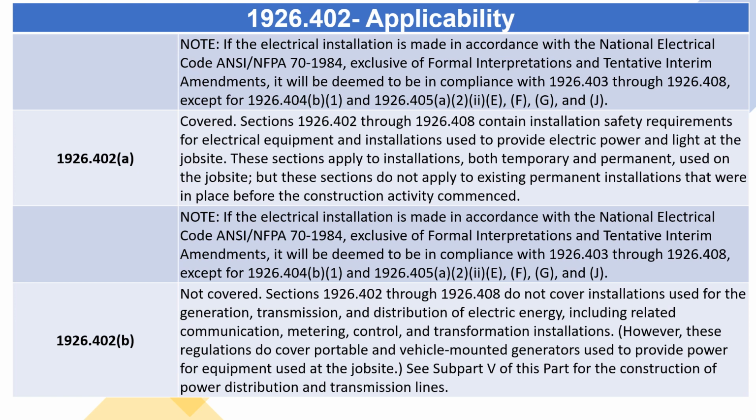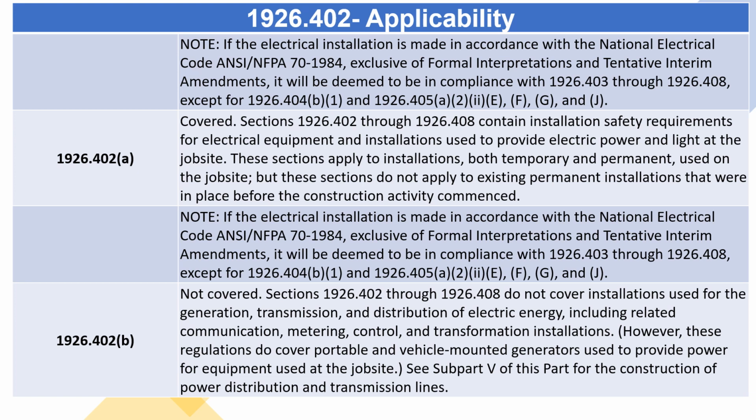Note, if the electrical installation is made in accordance with the National Electrical Code ANSI/NFPA 70-1984, exclusive of formal interpretations and tentative interim amendments, it will be deemed to be in compliance with 1926.403 through 1926.408, except for 1926.404(B)(1), and 1926.405(A)(2)(ii)(E), (F), (G), and (J).